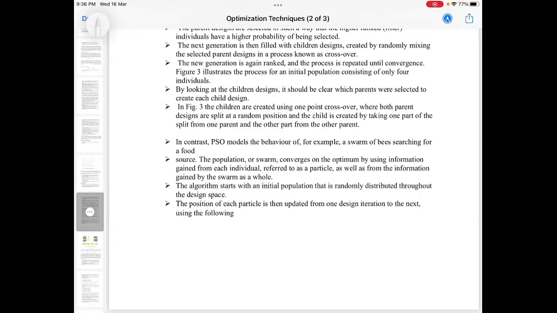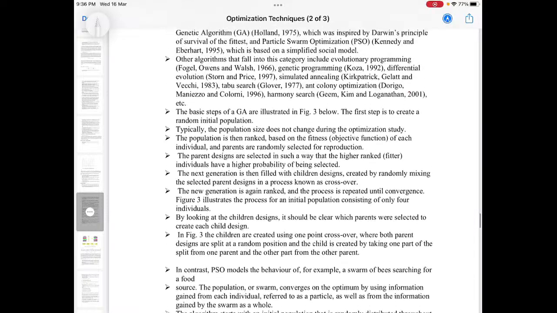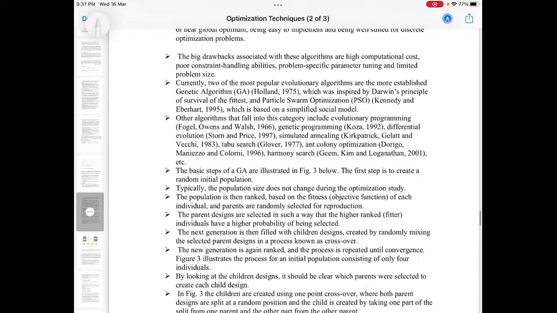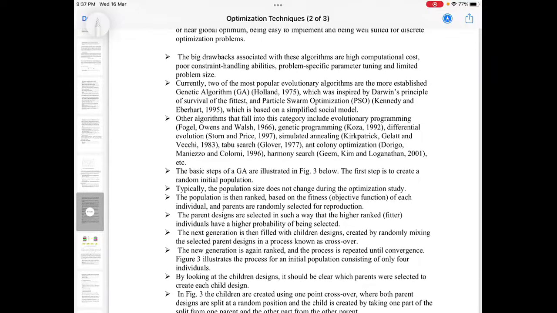These are actually PSO, which stands for particle swarm optimization. So here actually particle in the sense it can be any particle, based on, say for example, pattern recognition. It can be a particle in a pattern recognition.